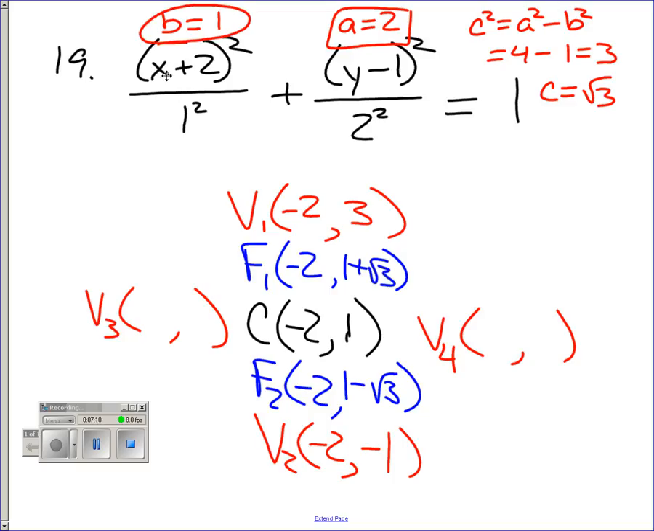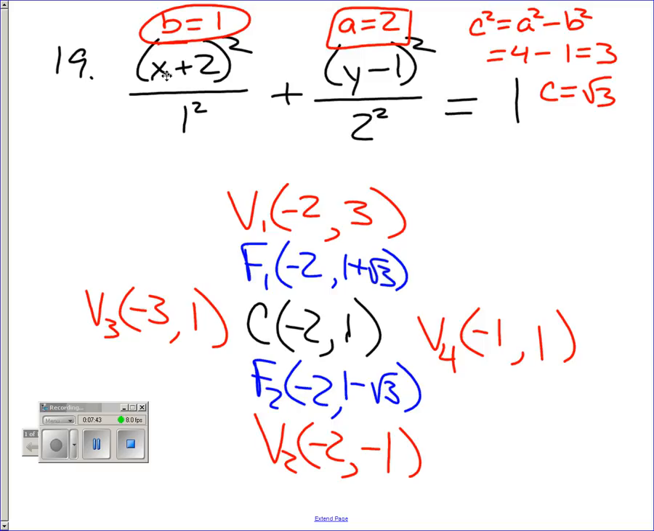Right? That's on the semi-minor axis. So I've got to go 1 unit to the left of -2. Which is going to put me where? -3, 1. Well, and then if I go 1 unit to the right of the center, -2, 1, it's going to be -1, 1.